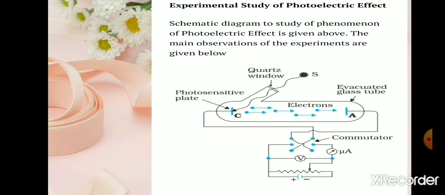the two ends of anode and cathode being connected to the parts of a commutator. A commutator is a device which helps us in reversing the current. The entire setup is connected to a voltmeter and a microammeter to measure the voltage and the current respectively. To vary the voltage and current, it is connected to a rheostat and a battery.